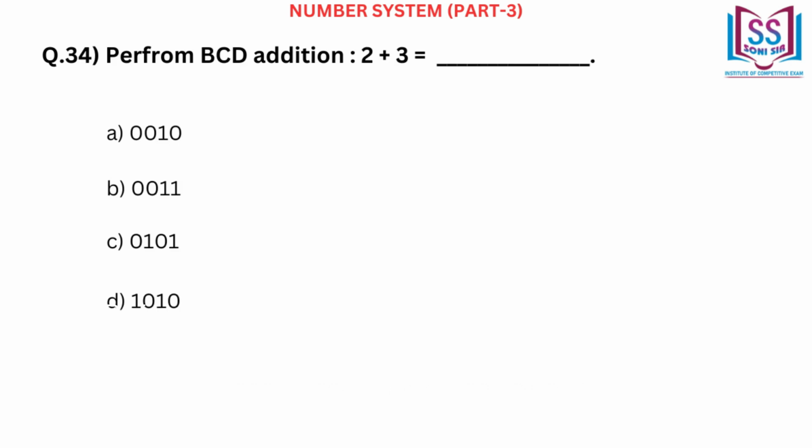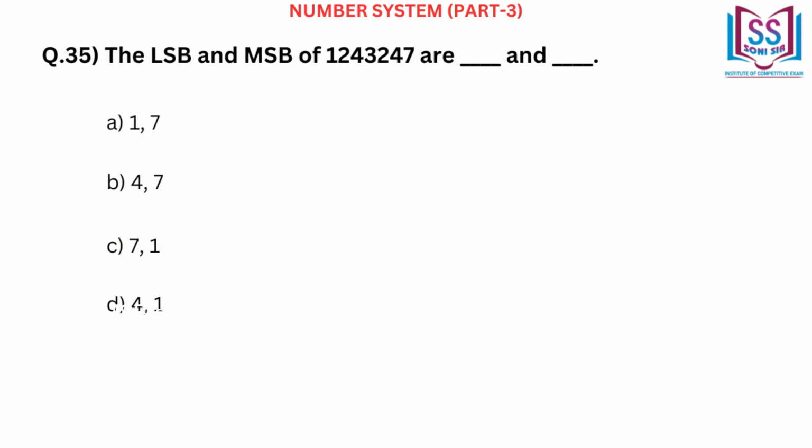Perform BCD addition 2 plus 3 equal to dash. A 0010, B 0011, C 0101, D 1010. Correct answer C 0101. The LSB and MSB of 1010111 are dash and dash. A 1 and 7, B 4 and 7, C 7 and 1, D 4 and 1. Correct answer C 7 and 1.